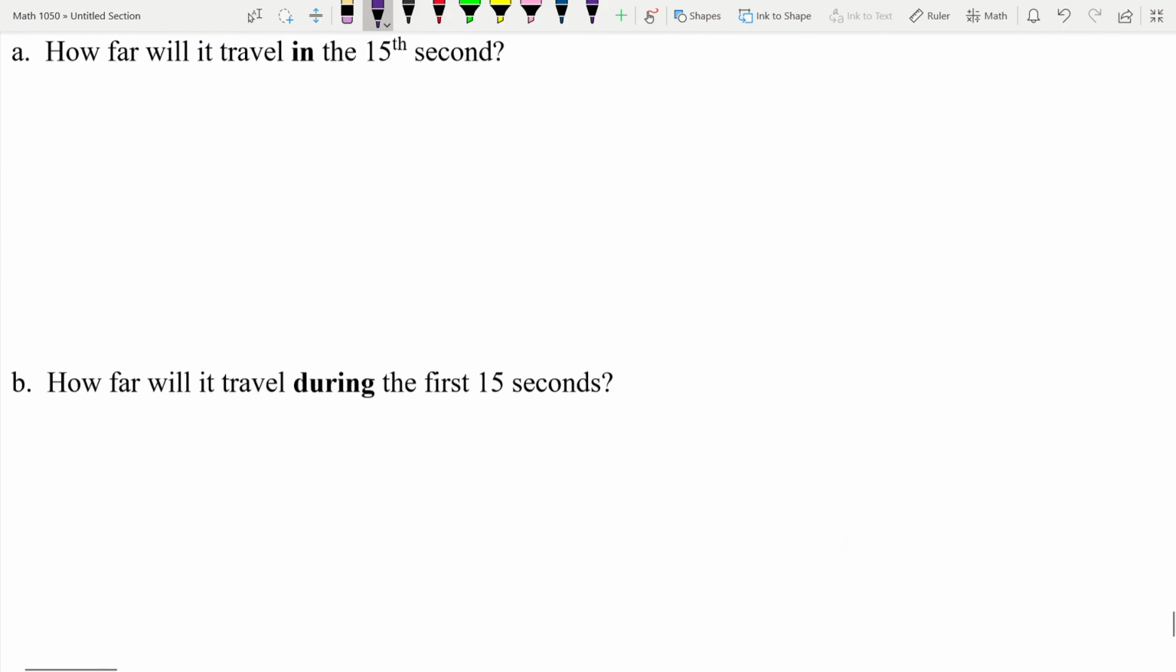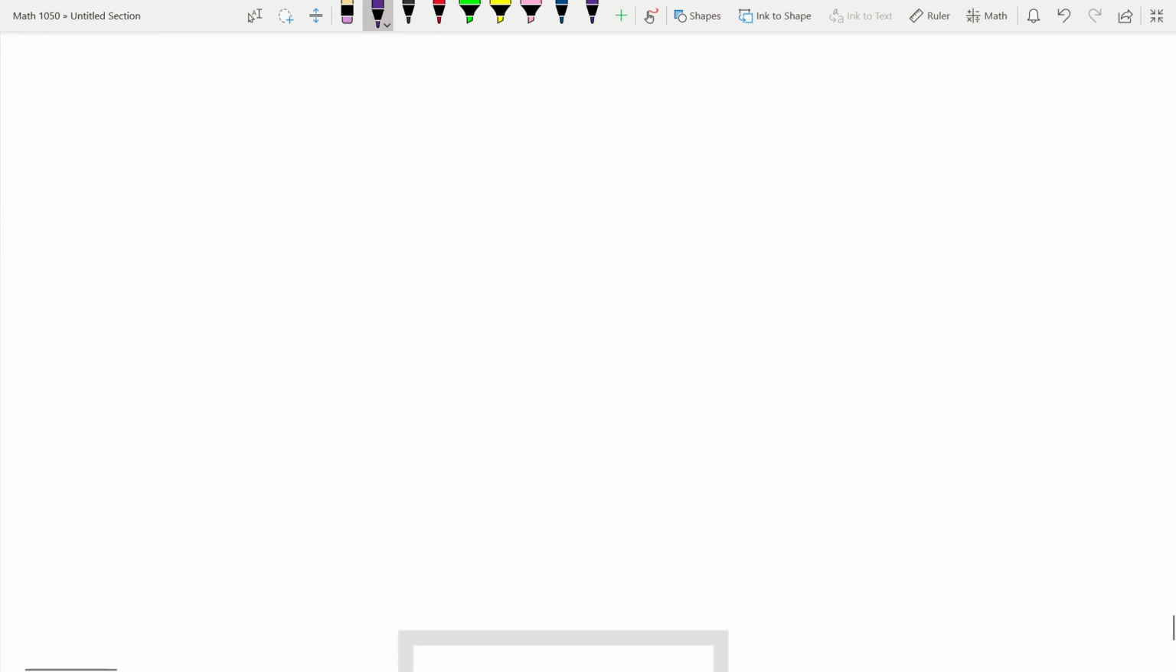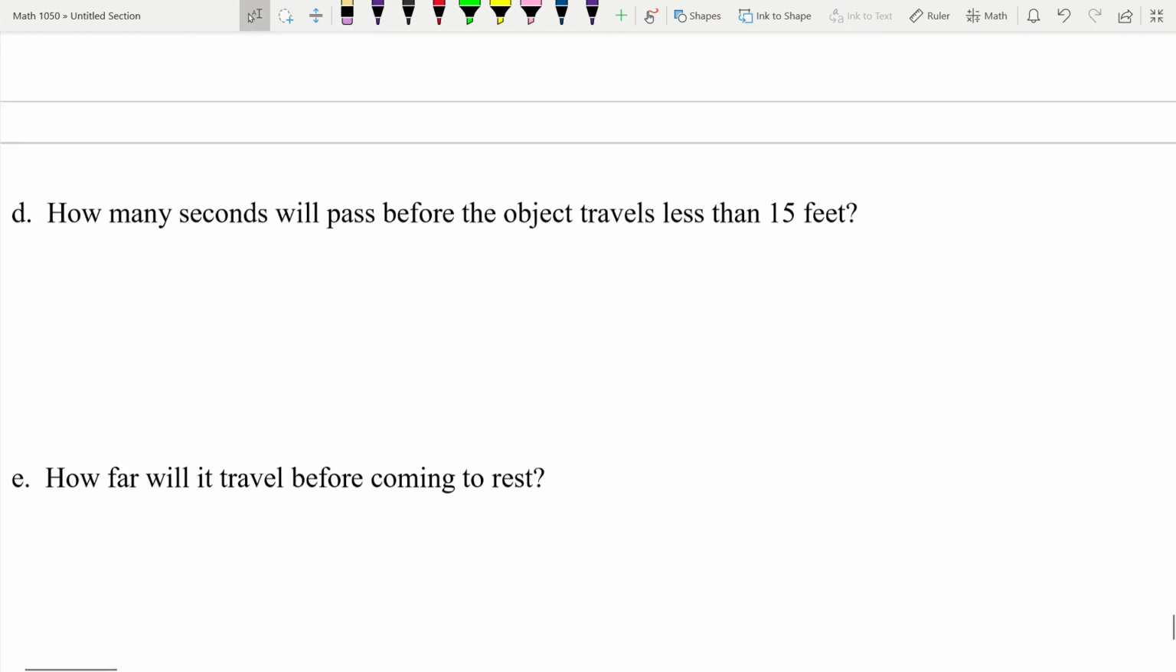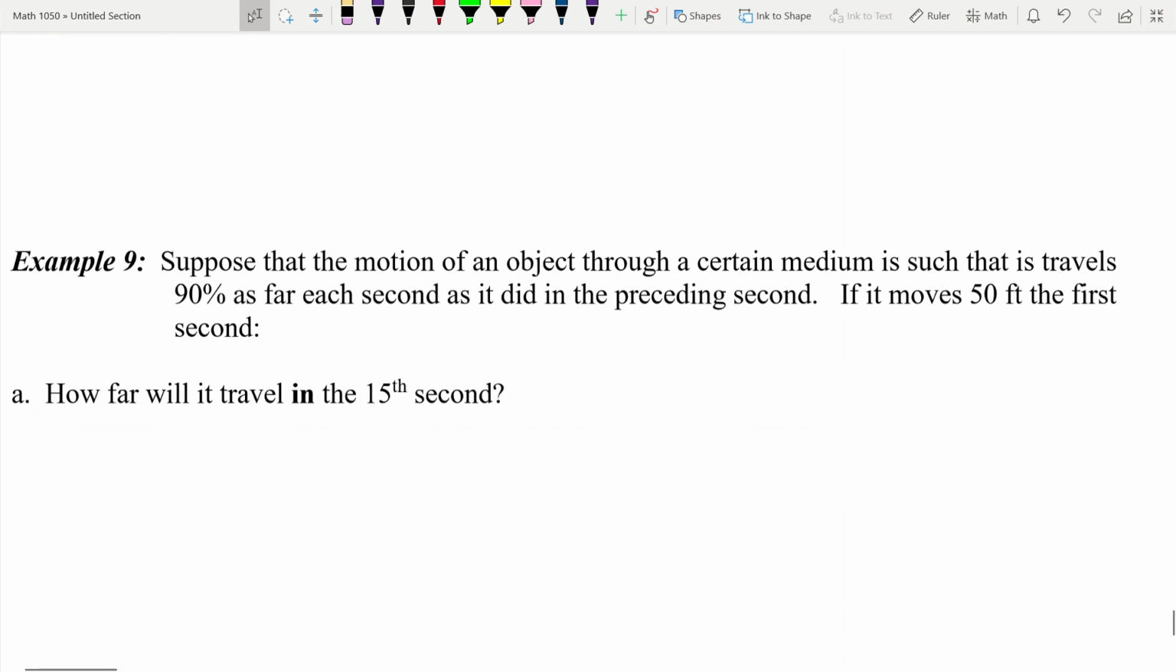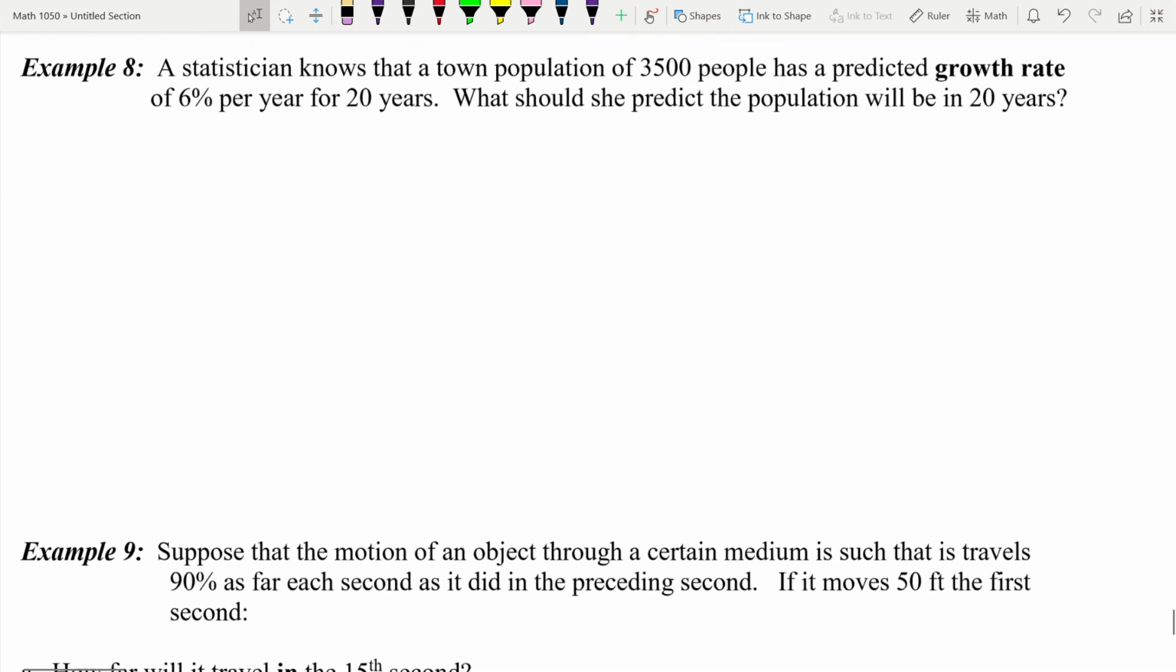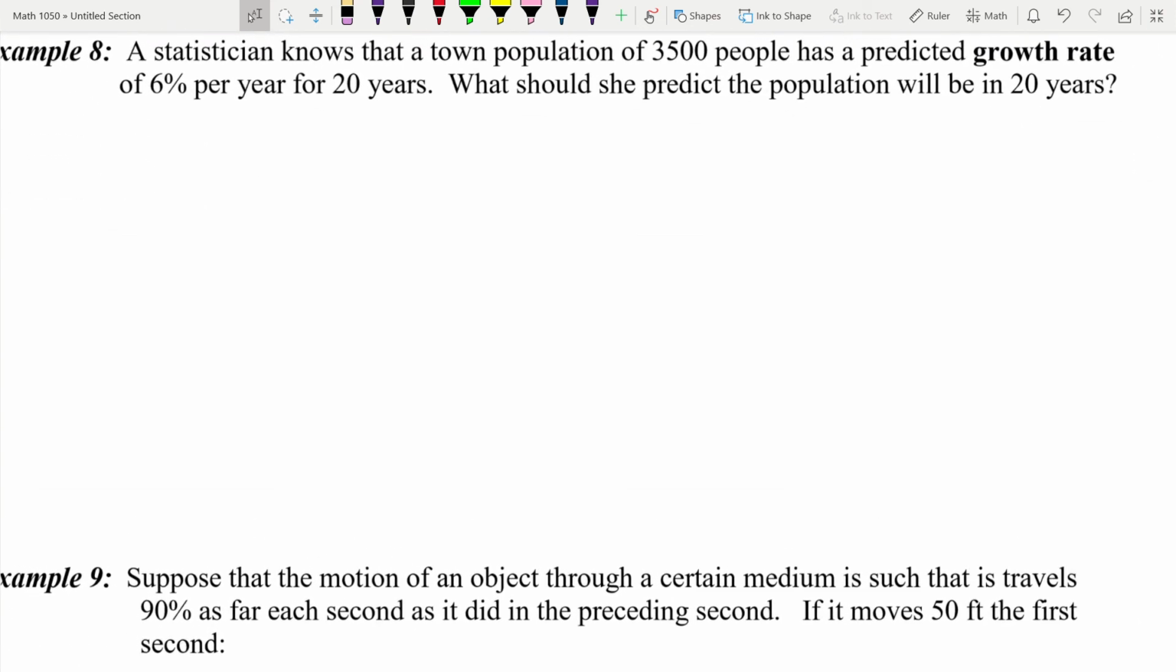Okay? All right, let's see what we're looking at. Okay, 8 and 9, and then we're done. A statistician knows a town of population 3,500 people has a predicted growth rate of 6% per year. What should she predict the population will be in 20 years?